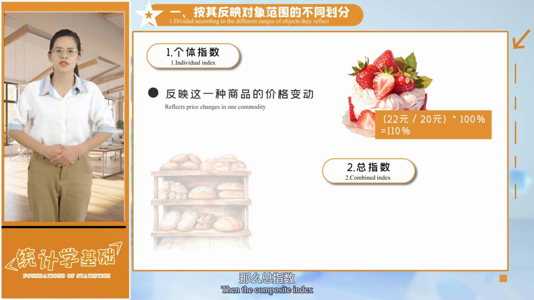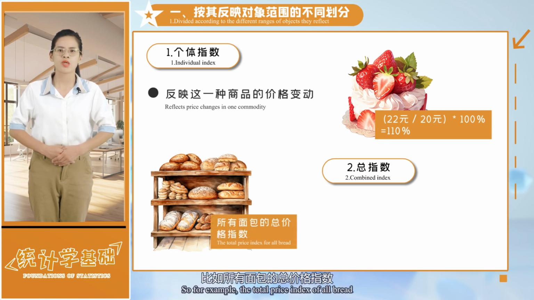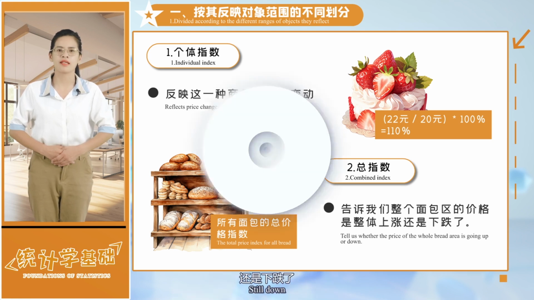Then the composite index. It's like a comprehensive label for the entire bakery. For example, the total price index of all bread tells us whether the price of the entire bakery area has overall increased or decreased.